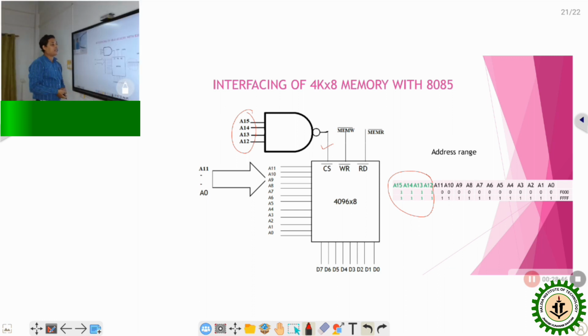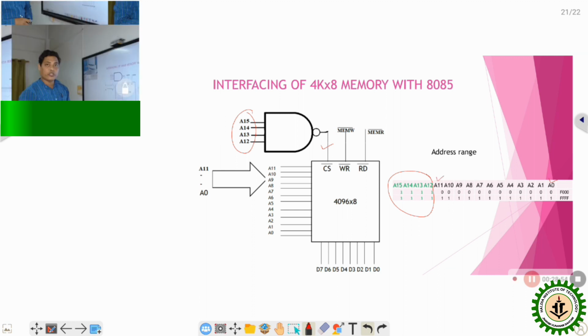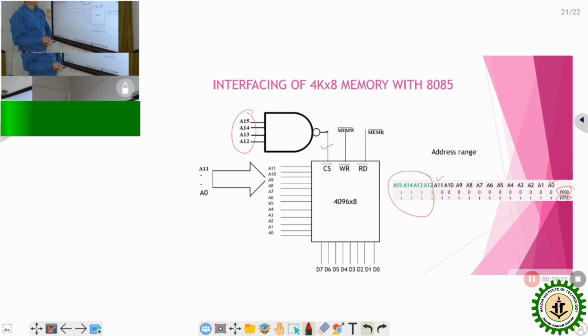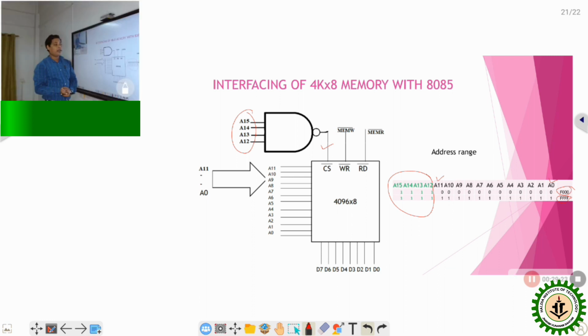So in this particular case, A0 to A11 vary from the minimum value, that is all 0000, to all 1111, whereas A12 to A15 remain fixed. So for this case, its address range becomes F000 to FFFF. This 4 kilobyte memory, if we connect with the microprocessor 8085 having 16 address lines, and A12 to A15 are kept at logic 1, then the address of the memory will be F000 to FFFF.